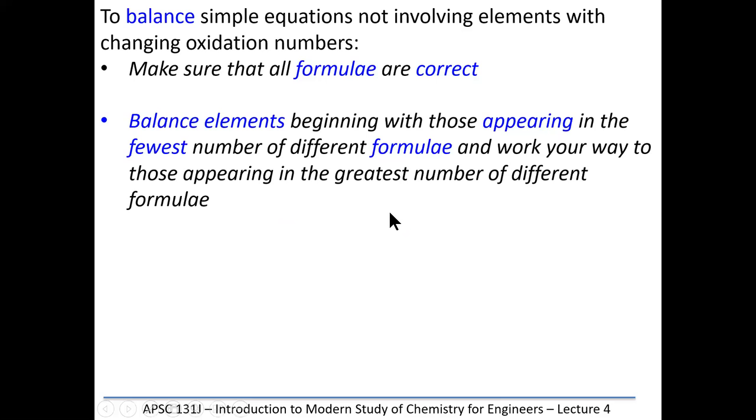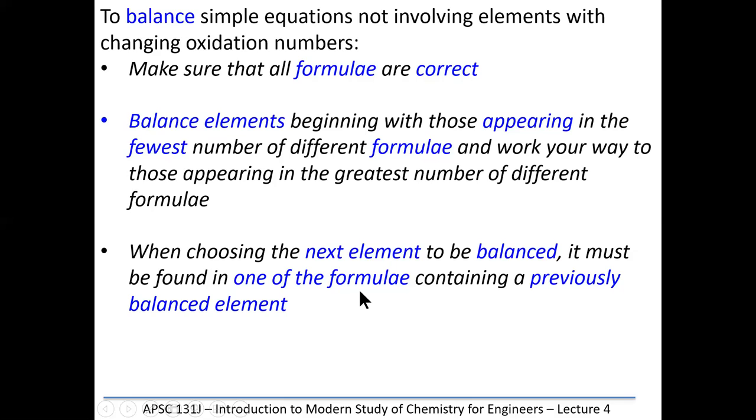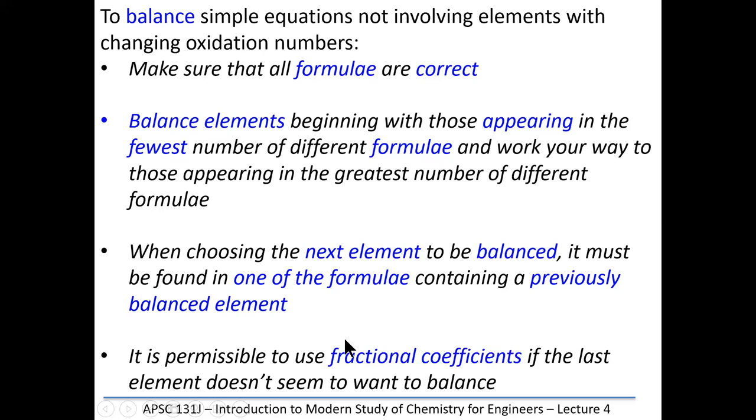So when choosing the next element, it must be found in one of the formulas containing a previously balanced element, unless that element is present in the most places, which is what I did in the last example. And you can use fractional coefficients to balance, because we're dealing really with molar quantities. So here's my first example.